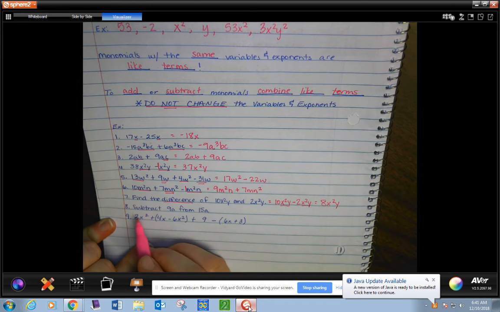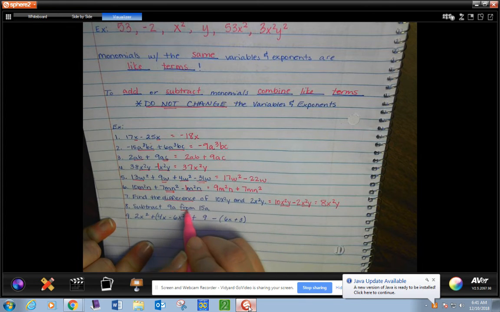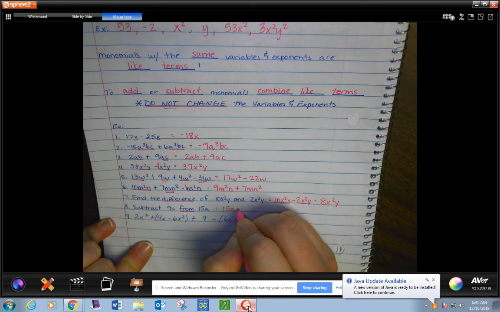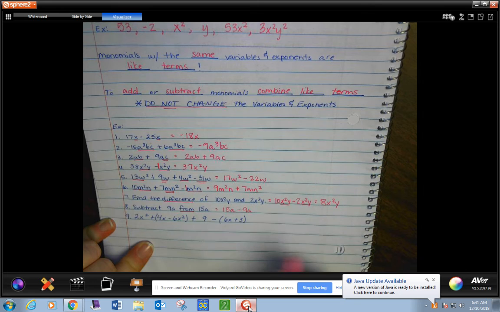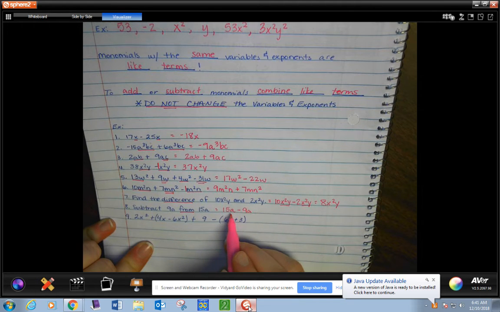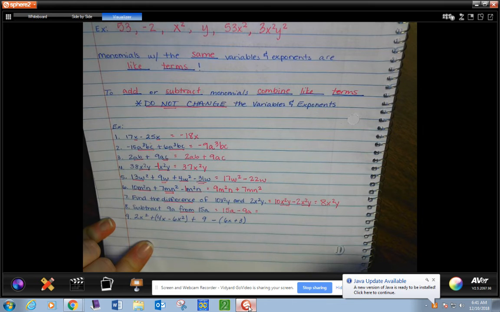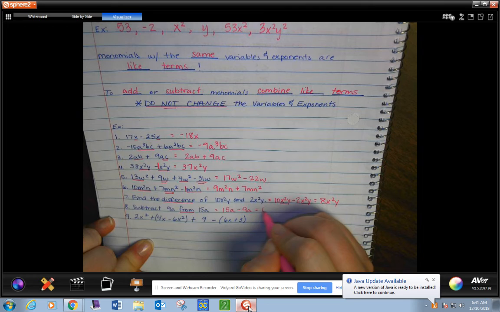Okay, number 8 can be a tricky one. It says subtract 9a from 15a. That word from tells you that 15a comes first and we are subtracting 9a. So I'm taking 9a away from 15a. Okay, since these are both a's, they will combine, and 15 minus 9 is 6, and I keep my a.